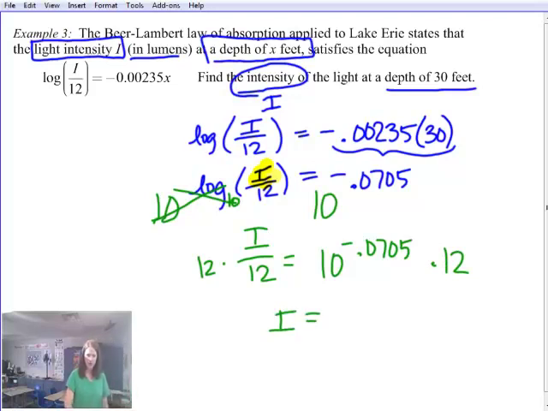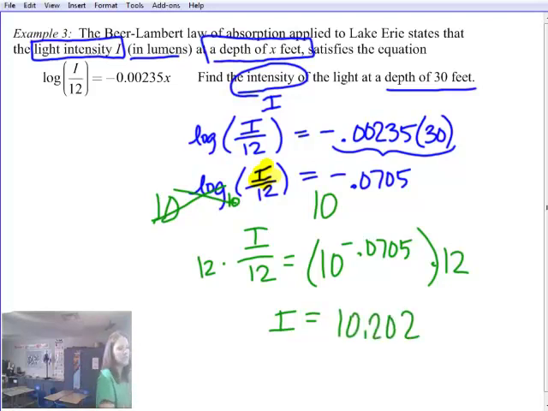Type it into your calculator. Make sure that you are multiplying, or rather raising to the power only the 10 part. You cannot make it 120. That is breaking the rules of algebra, so don't do that. And we'll get approximately, these are all rounded answers, 10.202. Now I is intensity. What were we measuring intensity in? We were measuring it in lumens, so these would be lumens. If they give me a unit on my question, I'm going to make sure that I put units on my answer.